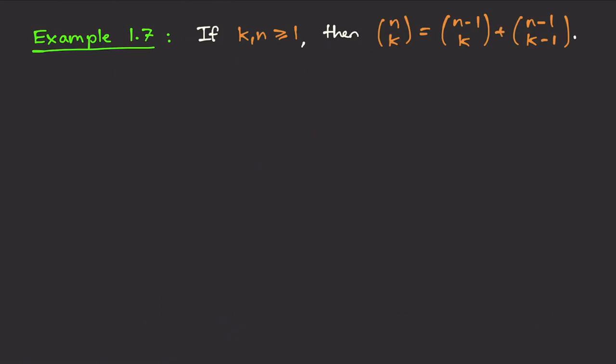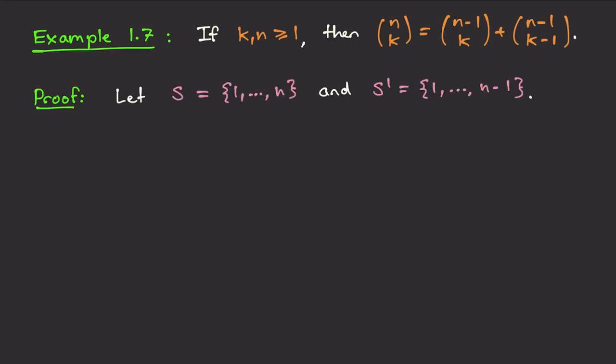So let's go back to our example and use a bijection to prove that n choose k is always equal to n minus 1 choose k plus n minus 1 choose k minus 1. As before, we'll set S to be the set 1 up to n, and S prime to be the set 1 up to n minus 1. And this time we're going to define the sets A and B that we're going to build a bijection between.